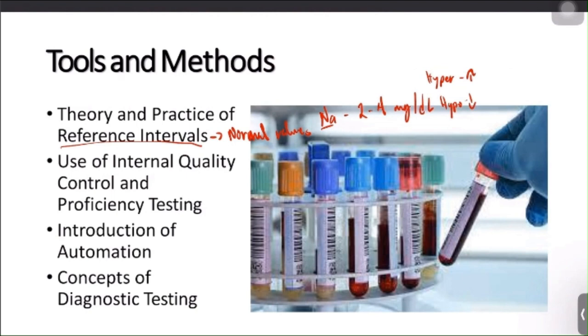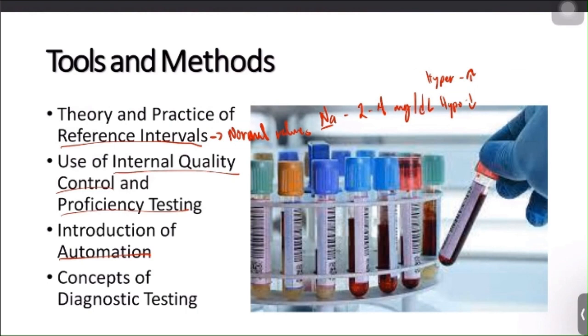Use of internal quality control and proficiency testing. I already discussed this in your previous topic. Internal quality control and proficiency testing will provide higher specificity and higher laboratory sensitivity for the results of your test, so you provide more accurate results on your patients. Then, introduction to automation. Of course, we no longer use conventional methods to determine clinical analytes. We don't pipette and mix so much anymore, and we don't wait for a reaction. We put the specimen on a machine, and the machine tests it for us, unlike the conventional methods we used way back in time.